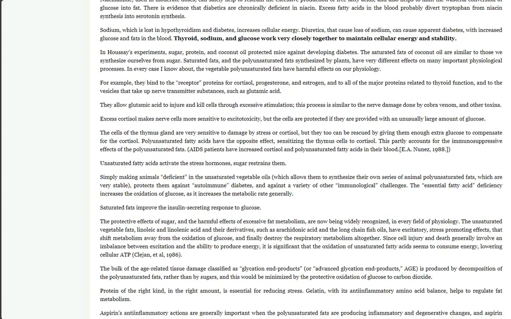Sodium, which is lost in hypothyroidism and diabetes, increases cellular energy. Diuretics that cause loss of sodium can cause apparent diabetes, with increased glucose and fats in the blood. And in bold, here we have: thyroid, sodium, and glucose work very closely together to maintain cellular energy and stability.